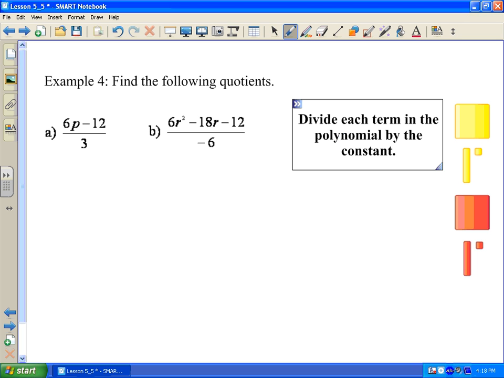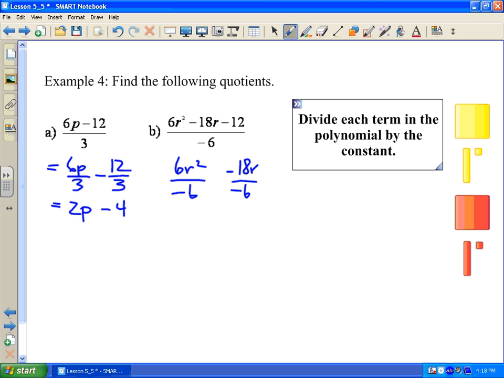So really, this is 6p over 3 minus 12 over 3. Now what happens when I do that? Well, we divide the constant by the constant, and I get 2p minus 4. All right, let's try that second one. I'm going to do exactly the same thing. The fact that it's a trinomial really doesn't matter. I'm going to take each of those terms, and notice the variable doesn't matter, and I'm going to divide it by the negative 6.